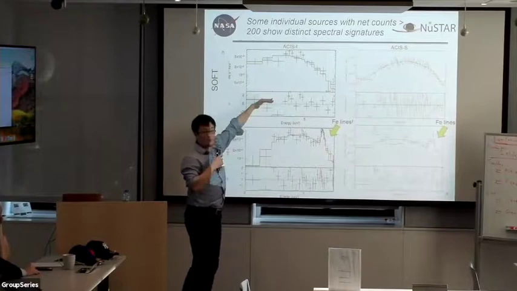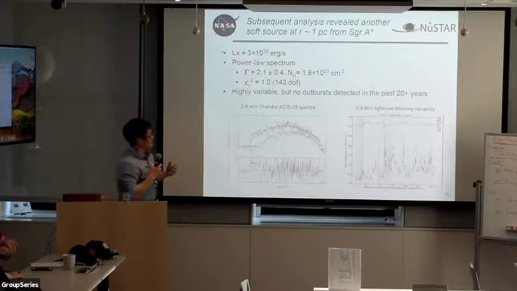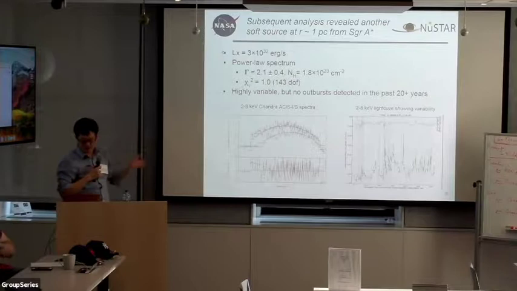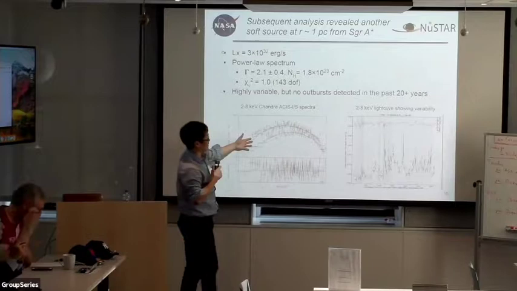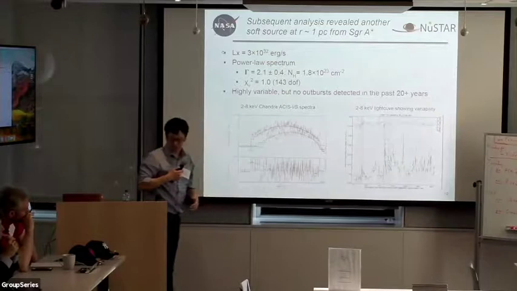When we expanded the analysis to ACIS-S data, we found another source which has a soft non-thermal spectrum like this, and its light curve shows some nice variability over the last 12 years or so.